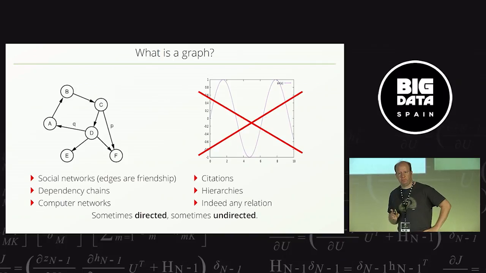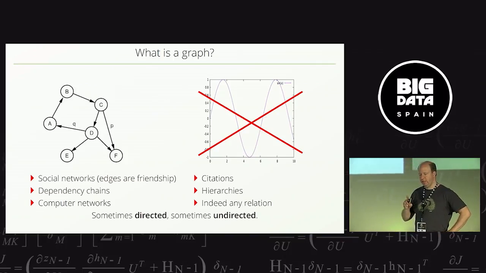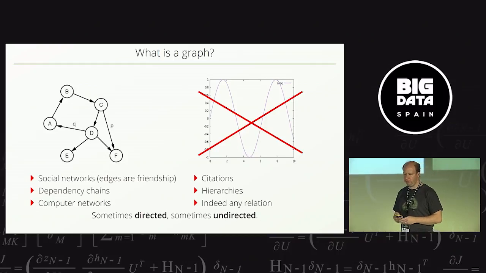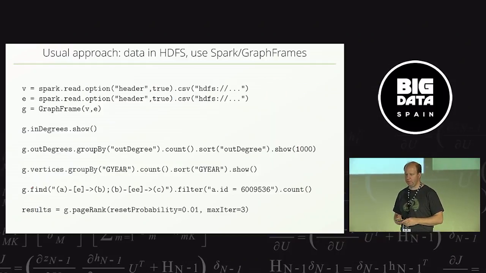If you look at these examples, some of these examples have their edges directed, as in this example up there, for example, and others, for example, for friendship, you don't care about the direction, it's symmetric. So we call graphs undirected if the direction of the edges doesn't matter, and we call them directed if it does matter. So that's what I mean by graph.